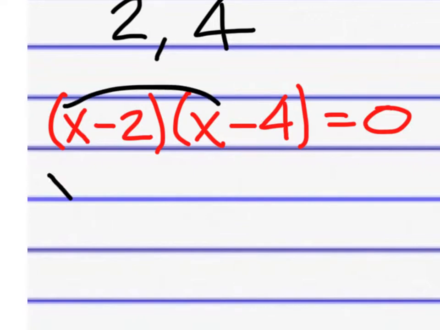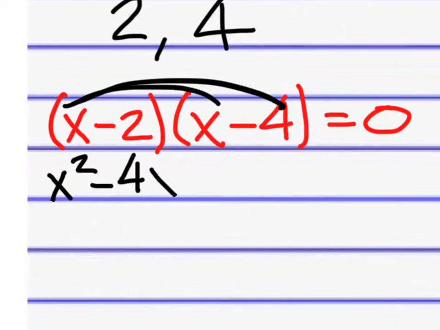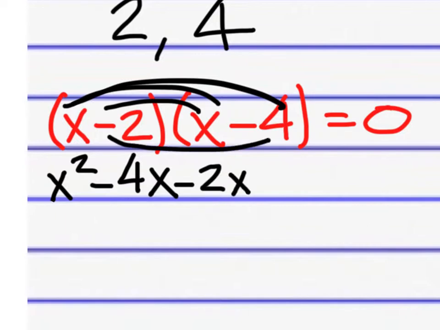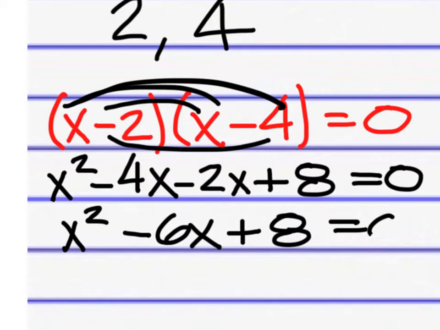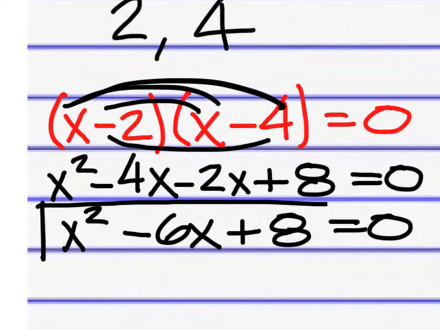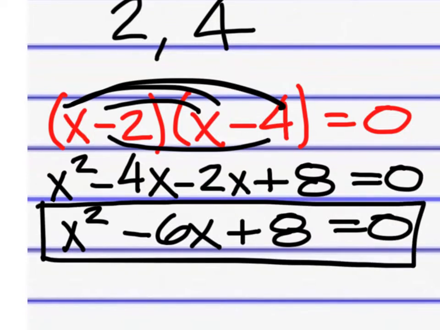x times x is x squared. x times minus 4 is minus 4x. Minus 2x plus 8. And then add like terms. x squared minus 4x minus 2x is minus 6x. And then plus 8. This is your polynomial equation.